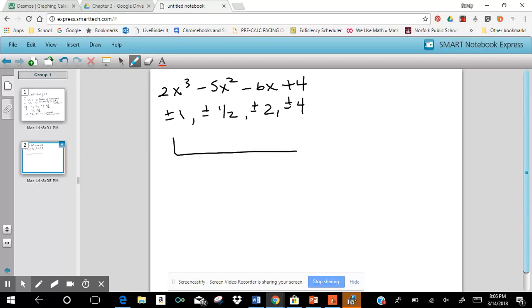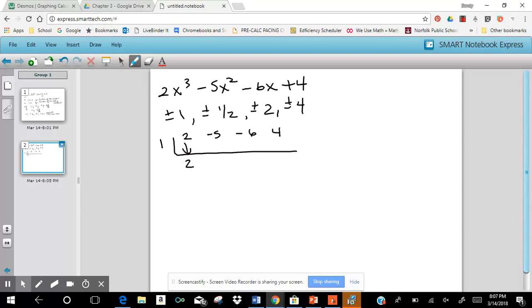So in synthetic division, what I do is I write the coefficients of my polynomial down: 2, negative 5, negative 6, and 4. I'm not missing any of them because it's going x cubed, x squared, x, and my constant. If I was missing a term, I'd have to fill it in with a 0. So my first number I'm going to test is positive 1. So I put a 1 outside here. My first number comes straight down.